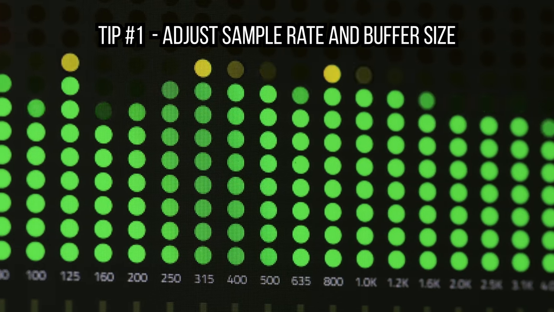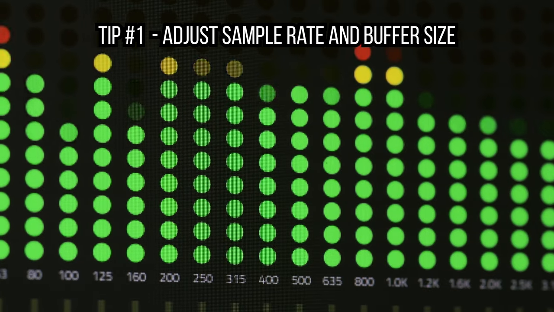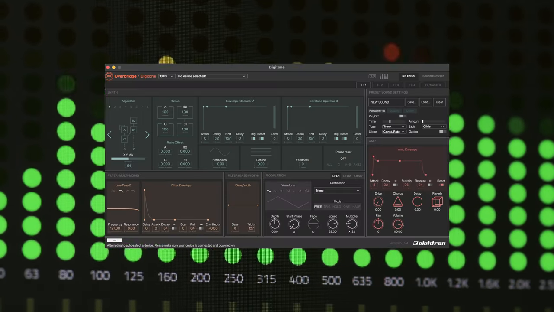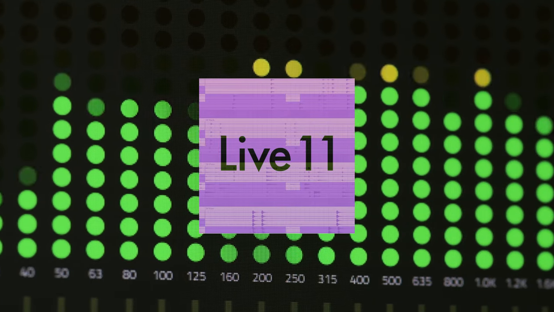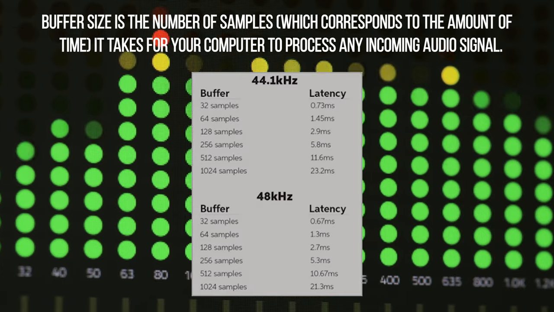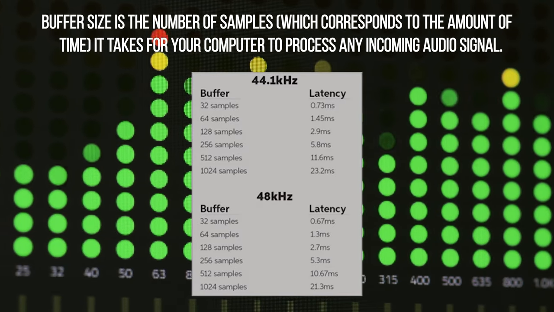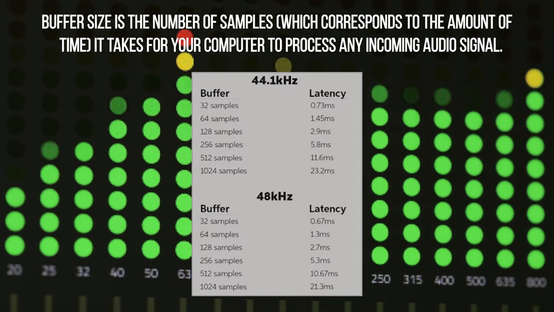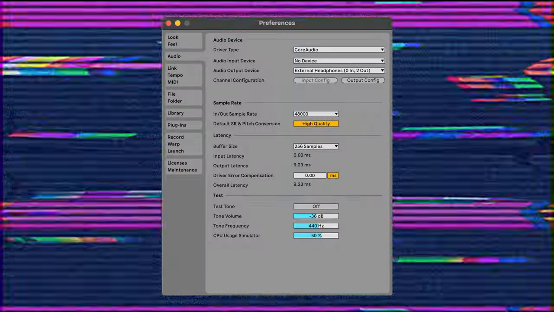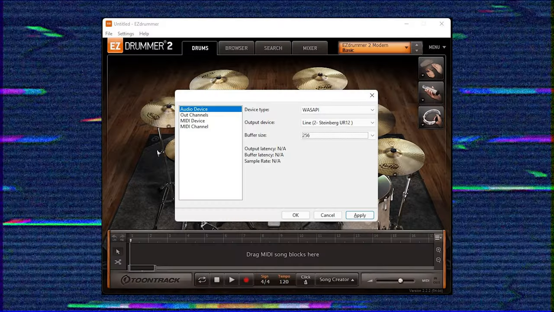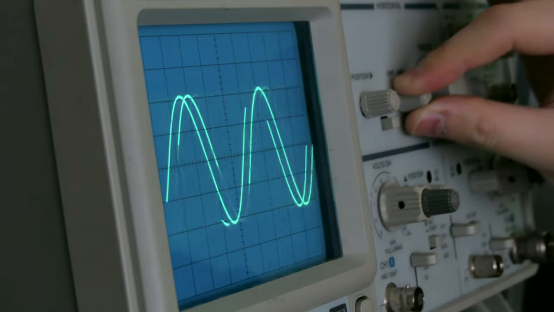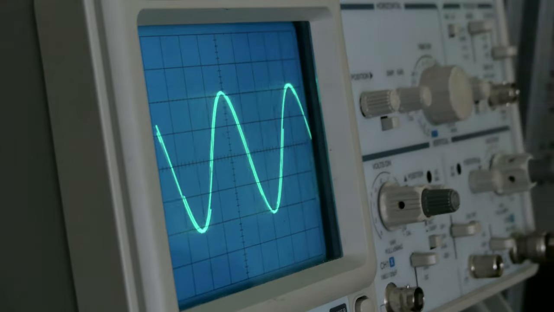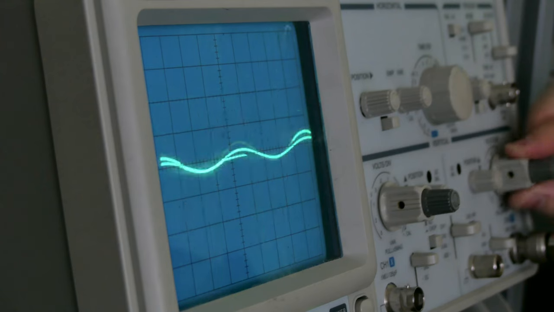Tip number one is to adjust your sample rate and buffer size in the standalone Overbridge application and in your DAW. Buffer size is the number of samples which corresponds to the amount of time it takes for your computer to process any incoming audio signal. A higher buffer size will result in a greater latency, and the higher it is set, the more noticeable it will become. That means if you set the buffer size lower, then processing will take less time and latency will be decreased, making it less noticeable.